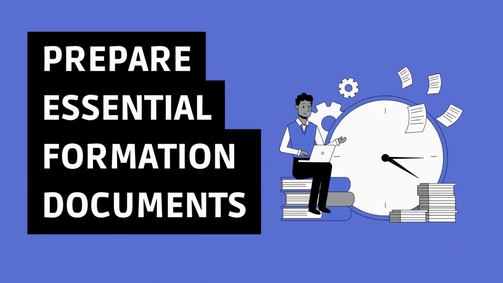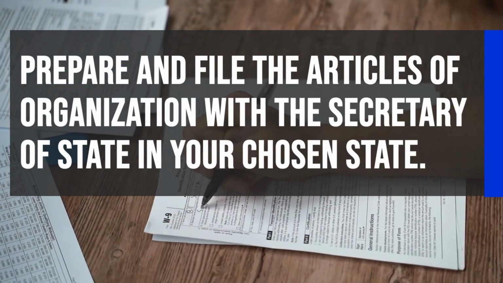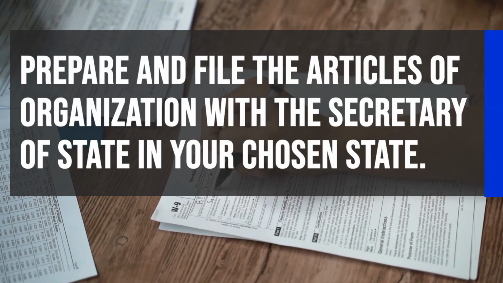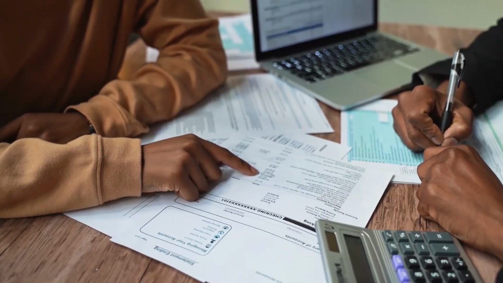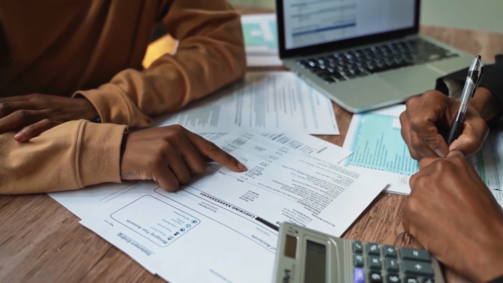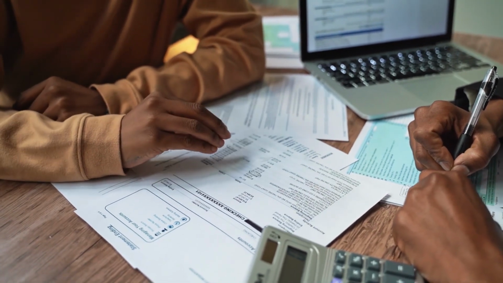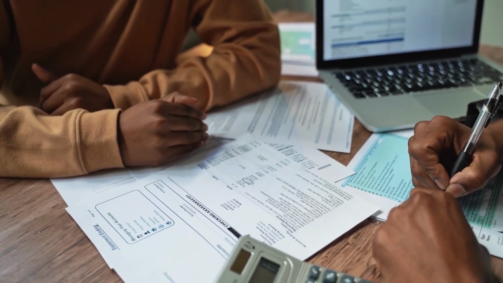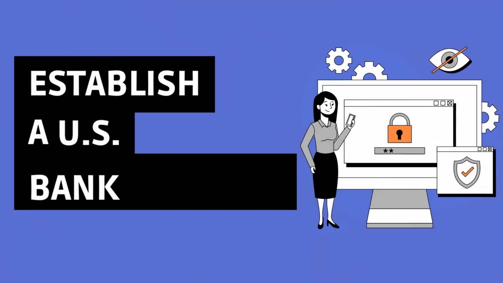Prepare essential formation documents. Prepare and file the Articles of Organization with the Secretary of State in your chosen state. This document officially establishes your LLC, and you'll need to provide details like your LLC's name, address, and the purpose of your business.